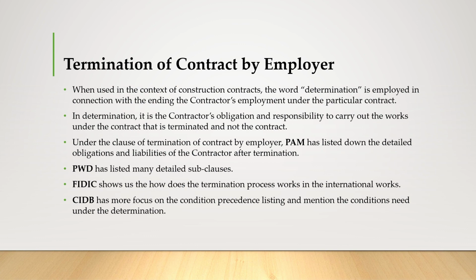So under the cause of termination of contract by employer, PAM has listed down the detailed obligations and liabilities of the contractor after termination. PWD has listed many detailed sub-clauses under the termination of contract. And FIDIC shows how the termination process works in the international aspects. And CIDB has more focus on the condition precedent listing and mentions the conditions needed under the determination.